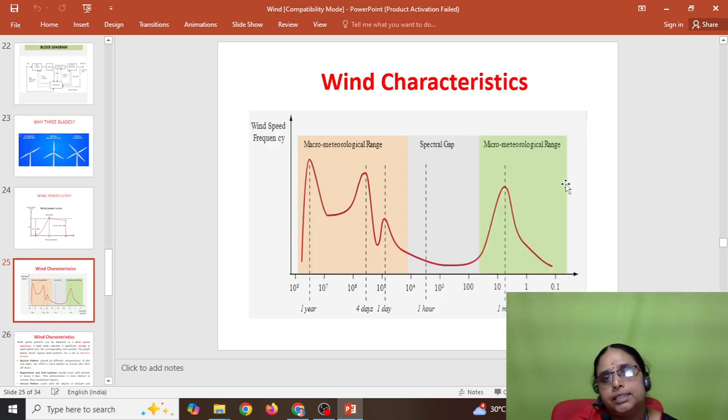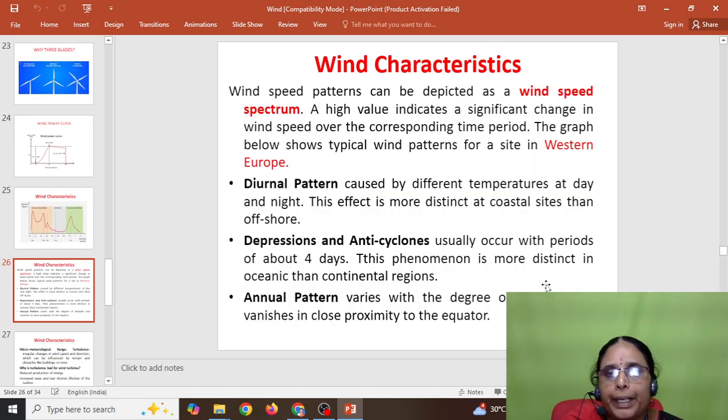This is the wind characteristics. The first one is the macro meteorological range and spectral gap, and then the micro meteorological range, which is drawn between wind speed or frequency and the time period. And this wind spectrum is from Western Europe.